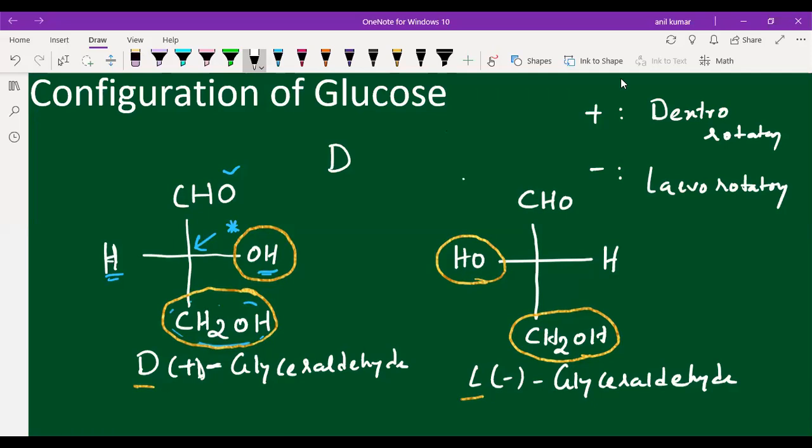You might have known that there is a property called optical activity. So what is meant by optical activity, students? Can anybody say what is meant by an optically active compound?